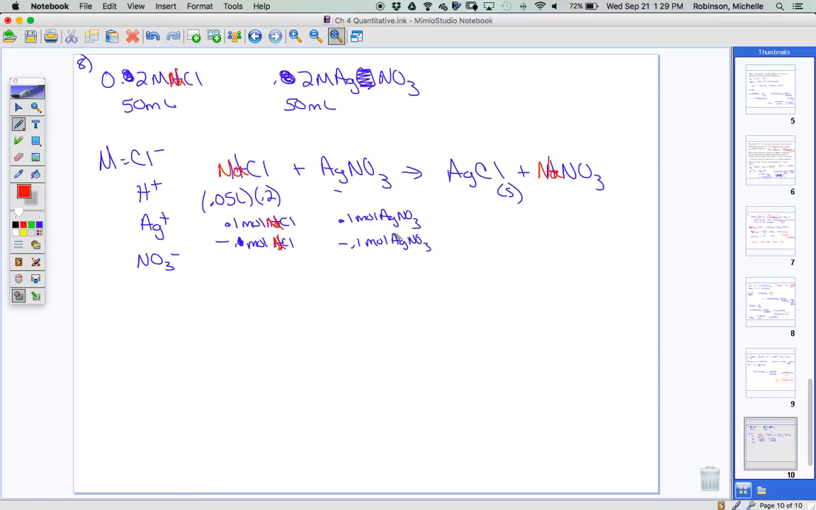So anyway, if they're both 0.1 moles and they're 1 to 1, then when I use up all 0.1 moles of this, I use up all 0.1 moles of that. Agree? And so there will be none of these left over. How many moles of the AgCl will I make?